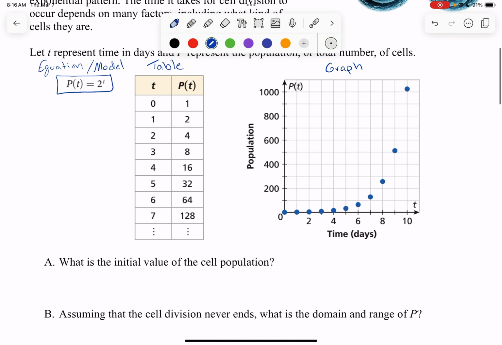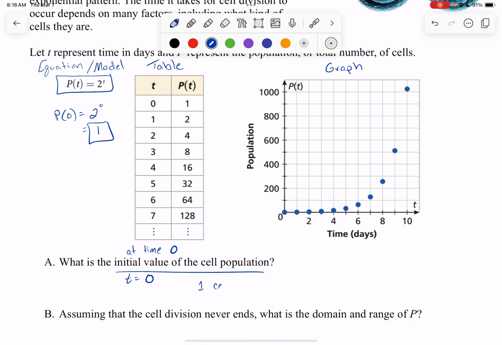So first we want to figure out what is the initial value of the cell population. We're going to look at that in all 3 forms. To find the initial value, we look at time 0. Before they've even divided at all, how many cells do I have? An initial value is when T equals 0. From the equation, I can plug in a 0. 2 to the 0 equals 1. So I can tell I start with 1 cell.